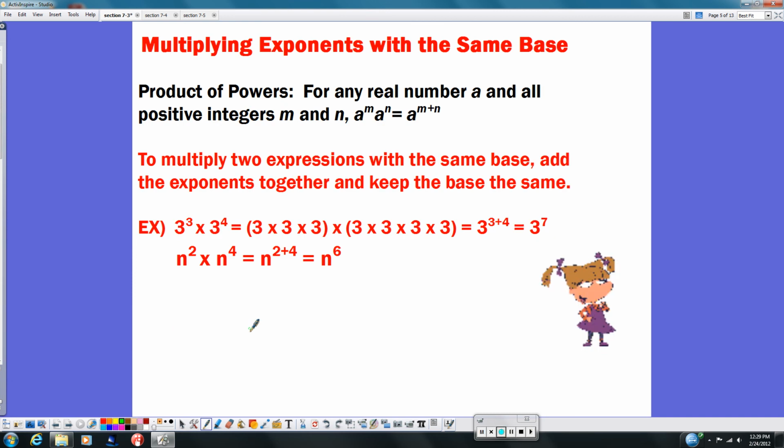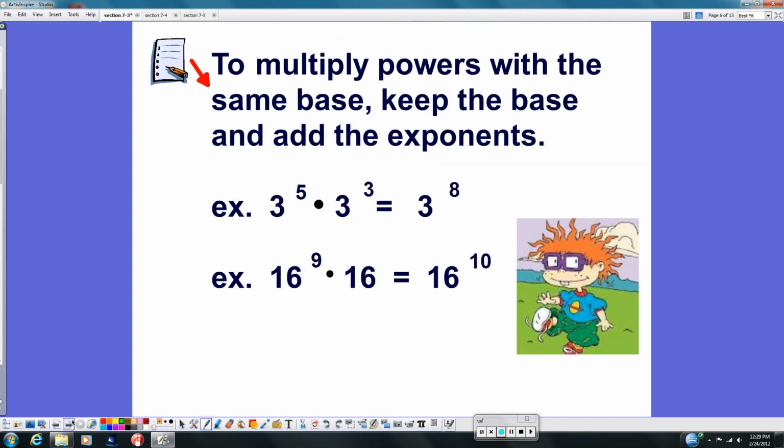So, multiplying exponents with the same base. Again, when you have the same base, you're going to keep your base A and add your exponents. So again, for example, 3 to the third times 3 to the fourth. We could write this out as expanded and get 7 3's, or we could just add the exponents together. If you have letters, same thing. Keep the base of n and add the 2 and the 4 together to get n to the sixth.